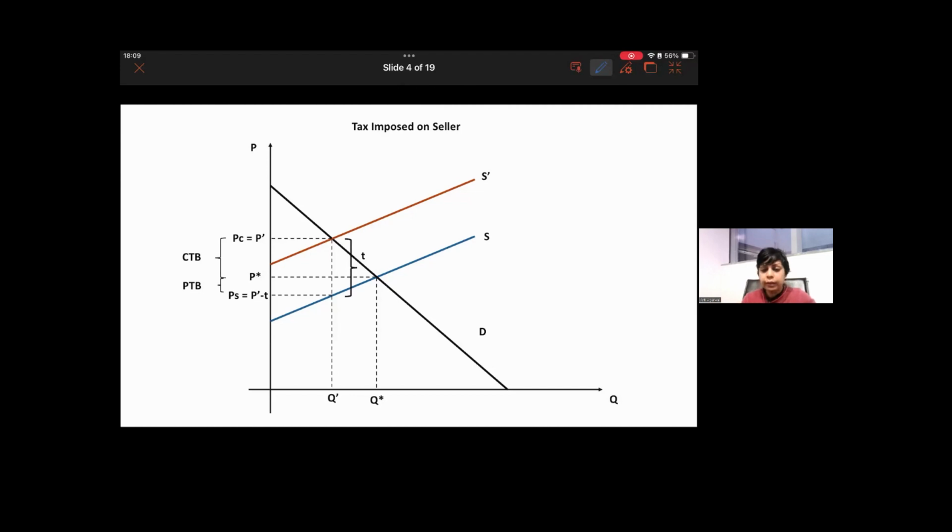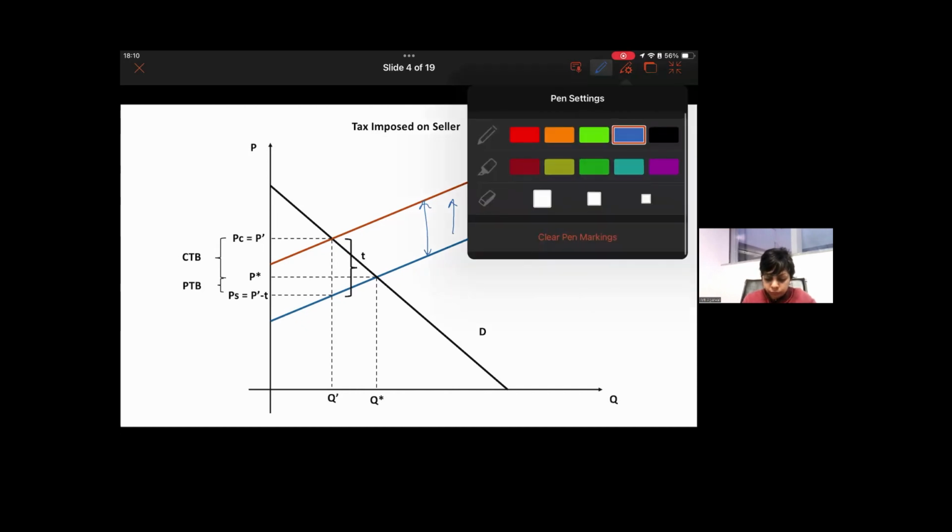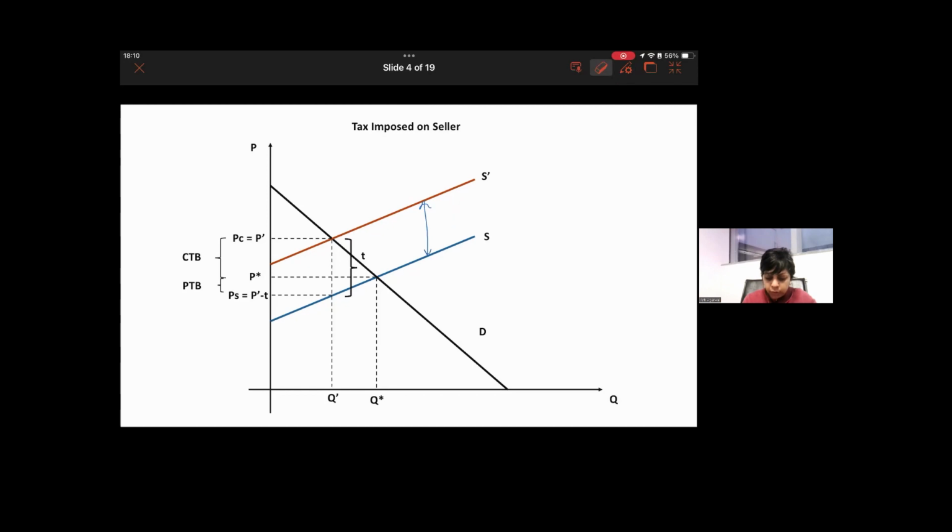So if the statutory tax is on the seller, as per the government the tax is going to be paid by the seller, then it is the curve of the seller which is going to shift. This is shifting upwards, or leftwards if you want to look at it that way. Generally, it is going to be this way. If it's a subsidy, it's a different case. And how much it is going to shift by is this distance, which I've marked as T, the distance between the two curves.